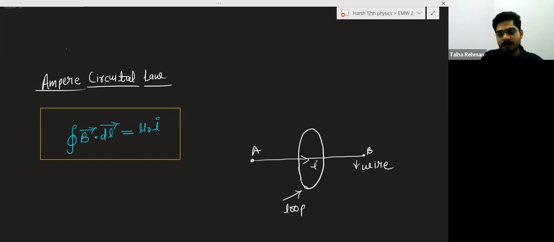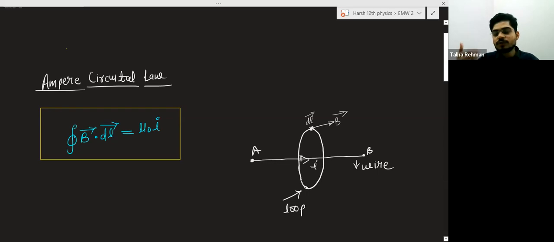The magnetic field will be like this. Suppose the magnetic field at this point is in this direction, and there is one very small element of this loop, dl vector. I have discussed this in Ampere circuital law. When you apply it, the direction of B and dl is the same, so the integral of B dot dl is equal to mu naught I. This is the Ampere circuital law basically.